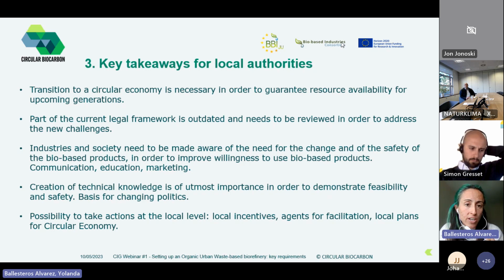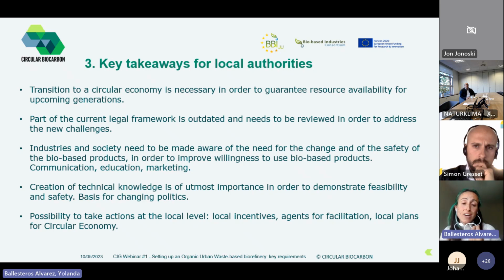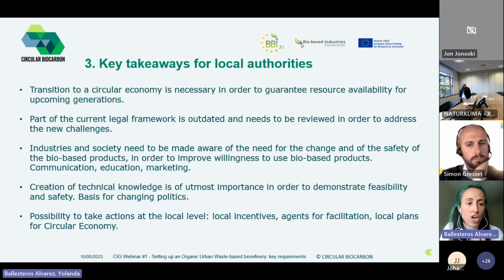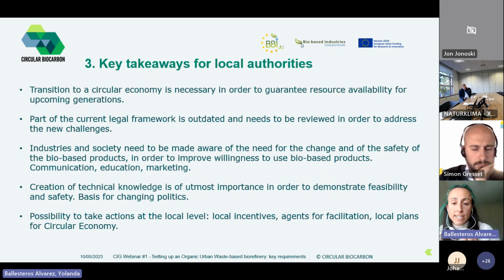The transition to a circular economy is necessary in order to guarantee resource availability for upcoming generations. Part of the current legal framework is outdated and needs to be reviewed in order to address the new challenges. Industries and society need to be made aware of the need for the change and of the safety of the bio-based products in order to improve willingness to use bio-based products. And communication, education, and marketing are crucial in order to achieve that. Creation of technical knowledge is of utmost importance in order to demonstrate feasibility and safety, and this will be the basis for changing the politics.